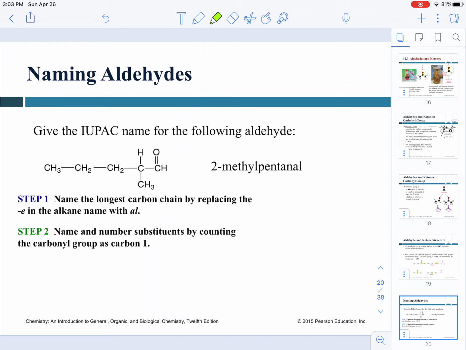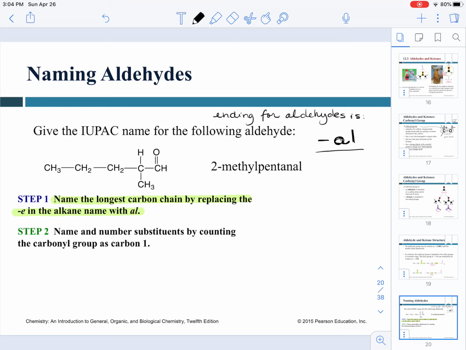Let's first discuss how to name aldehydes. Similar to what I've mentioned before, time and time again, when it comes to functional groups, the first rule is you're going to find the longest continuous chain of carbon. Now, when it comes to aldehydes, you're going to name the longest carbon chain by replacing the E in the alkane with Al. So the ending for aldehydes is A-L. That's how you know you have an aldehyde.